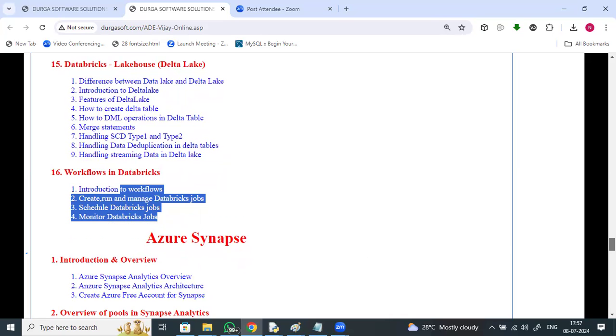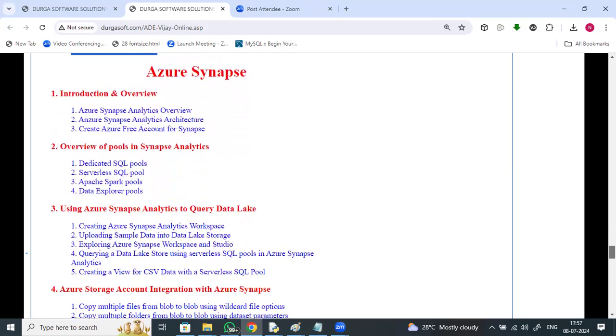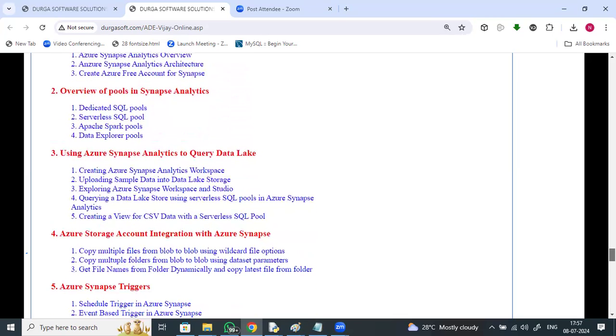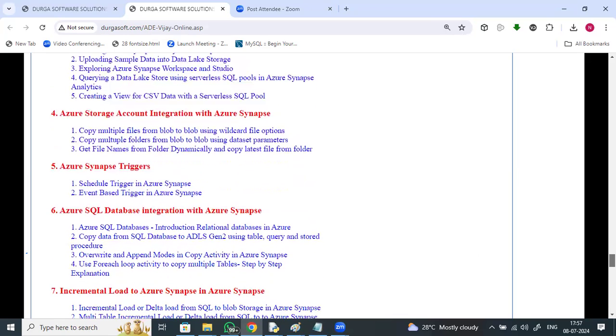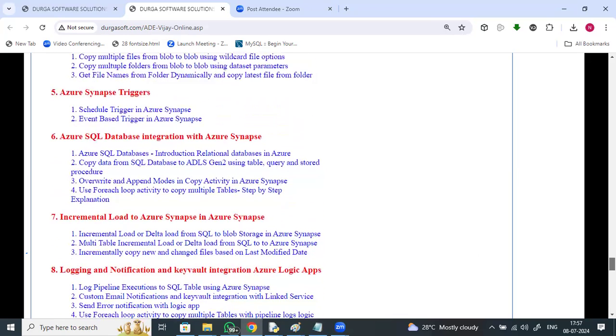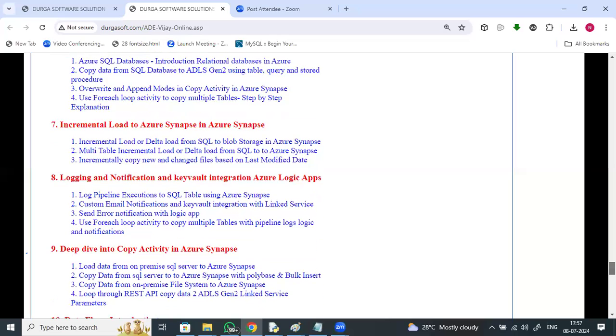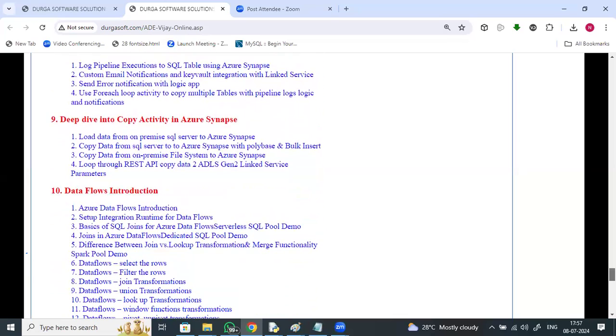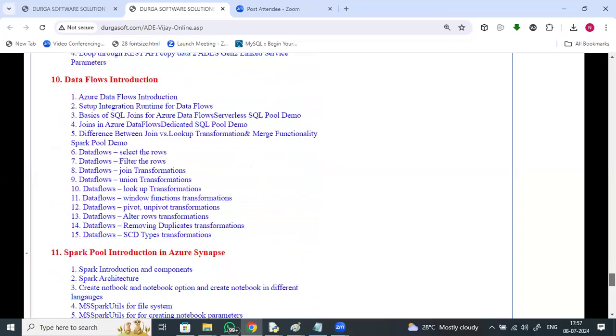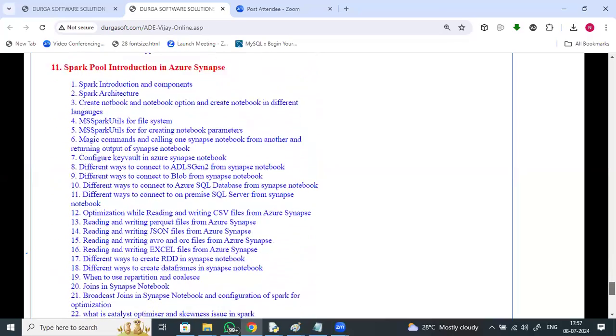Coming to Azure Synapse: introduction, overview, the Synapse pool, integration with Azure Synapse triggers, database integration with Azure Synapse, incremental load, logging and notifications, Key Vault integration, a deep dive into copy activity in Azure Synapse, and data flow. Yes, this is regarding Azure Synapse.